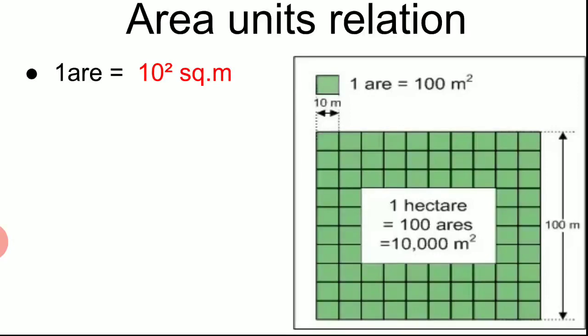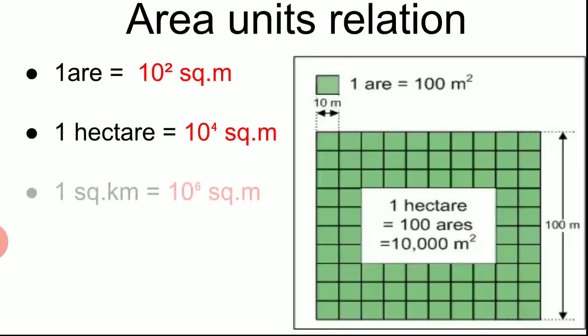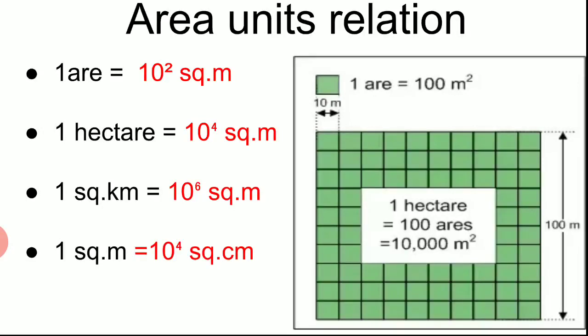So let's go for the unit conversion. 1 are is 10 raised to 2 square meters. 1 hectare is 10 raised to 4 square meters. And what we did in the previous slide was 1 square kilometer is 10 raised to 6 square meters. 1 square meter is 10 raised to 4 square centimeters. And 1 square centimeter is 10 raised to 2 square millimeters. We need to remember these conversions for solving our problems.